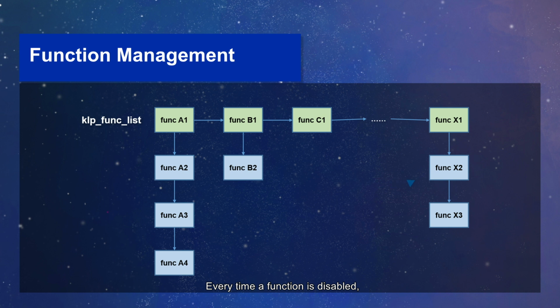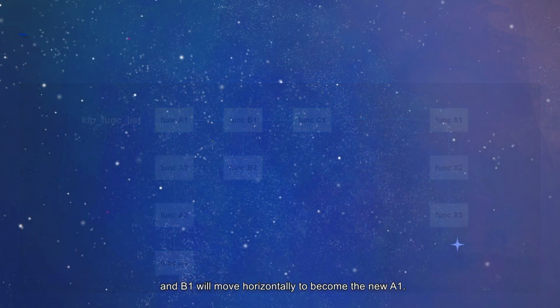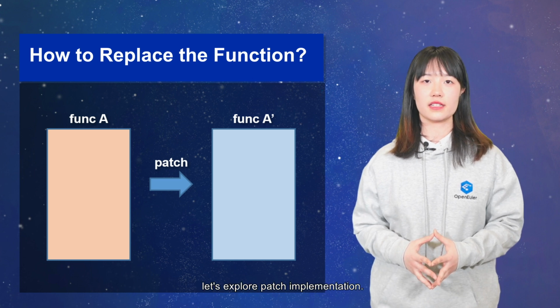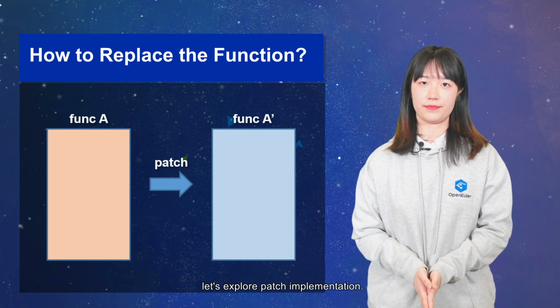Every time a function is disabled, the function on its upper level is reused to take effect. For example, if function A2 is disabled, A1 will be re-enabled. If A1 is disabled, the original A function will take effect and B1 will move horizontally to become the new A1. Now that we know how a Livepatch works, let's explore patch implementation.